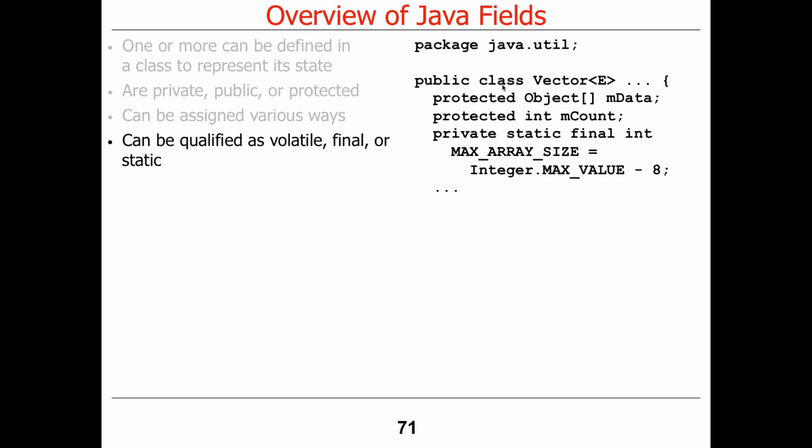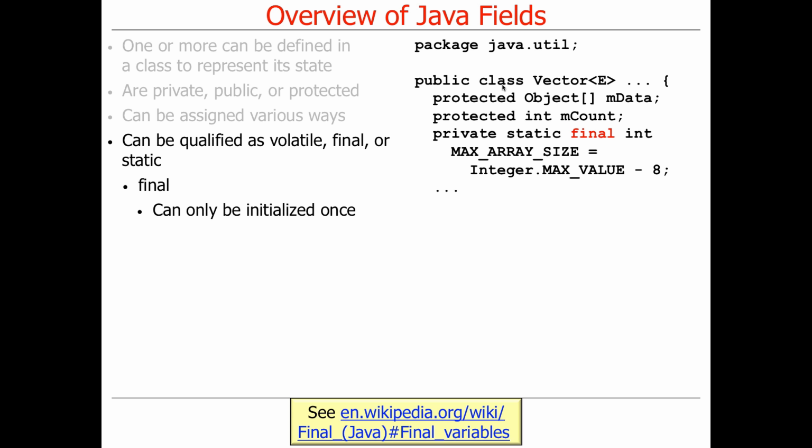There's other qualifiers you can give to fields as well. And we'll see a lot of the same things you can do with fields you can also do with methods, so it'll be a little recap later. There's three main things you can qualify them as. Some of them we're not going to talk a lot about now, but others we will talk about later. One thing you can qualify them with is final. Now, if you have a field that's defined as final, that means it can only be initialized once.